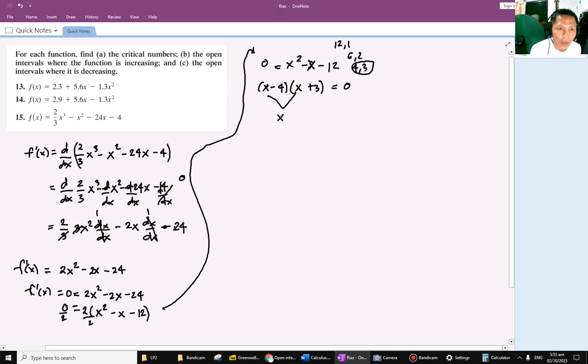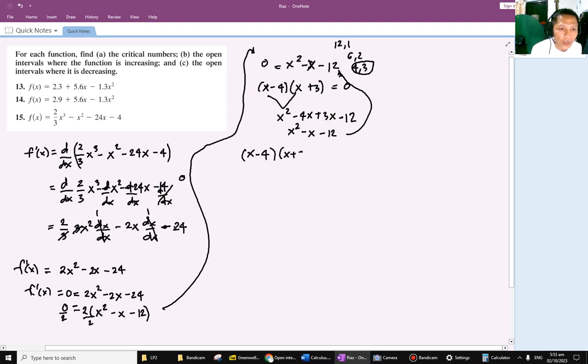x times x is x squared. Negative 4 times x is negative 4x. 3 times x is a positive 3x. 3 times negative 4 is a negative 12. By that, negative 4x plus 3x will give you a negative x, and then you copy the negative 12. So you go back to the original equation. So really, x minus 4 and x plus 3 are the factors of x squared minus x minus 12.